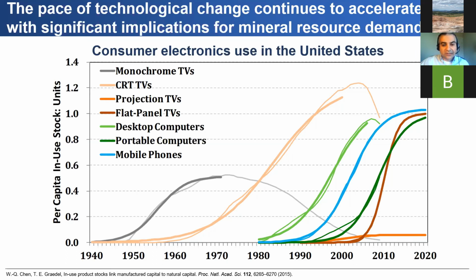The other thing to note about this figure is the shape of the curve, right? So not only are we saturating at a higher level, but we're getting there faster. And I think this is, again, something that we've known intuitively, but this is data to support the fact that we're demanding a lot more of these goods to satisfy our needs. And of course, this has important implications for mineral resource demand.